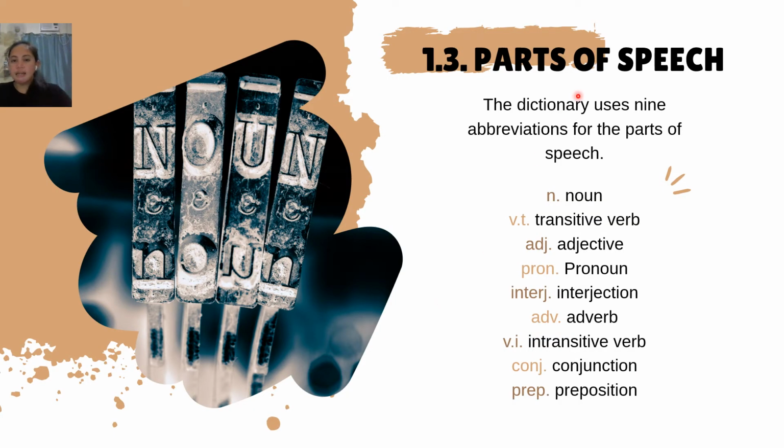Next, you have parts of speech as another element. The dictionary uses abbreviations for the parts of speech. Minsan, abbreviation lang nilalagay nila. N stands for noun, DT for transitive verb, adjective is ADJ, pron for pronoun, interj for interjection, ADV for adverb, VI for intransitive verb, CONJ for conjunction, and then prep you have for preposition. Sometimes naman sa ibang dictionary, hindi sila abbreviation. Buo yun nilalagay nila. Okay?